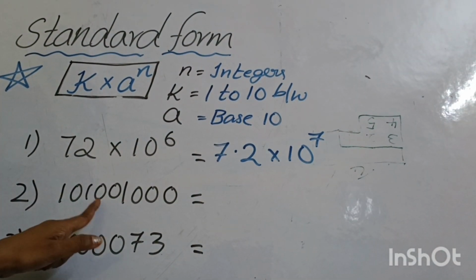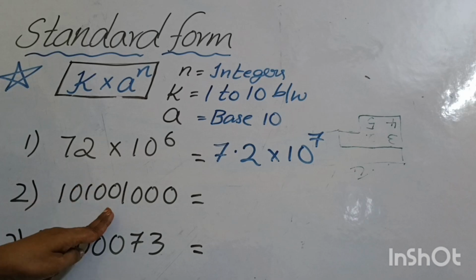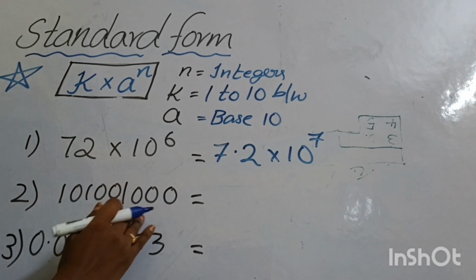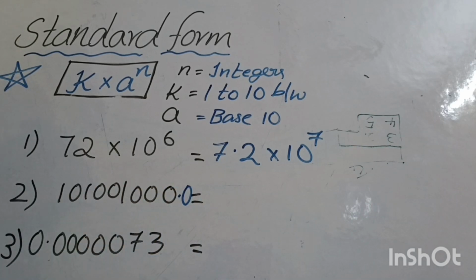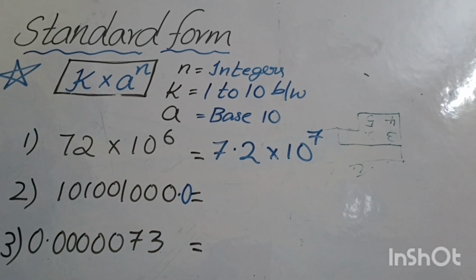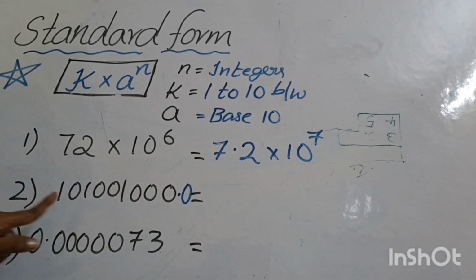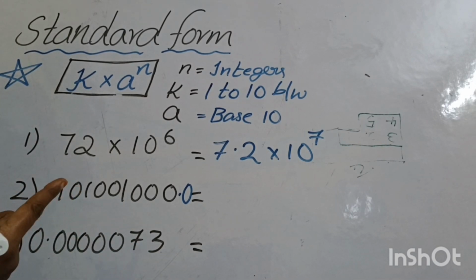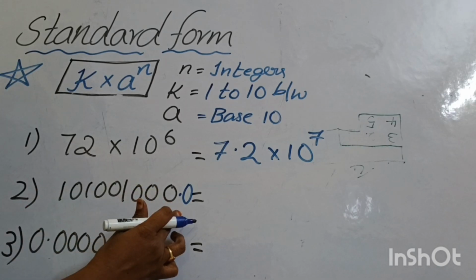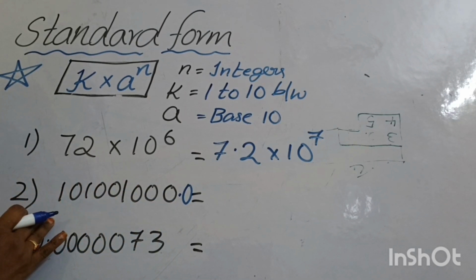See, is it a decimal number? No, a normal number, right? So if it is a normal number, what I told you, just put a dot and write a 0. Make it a decimal. But is it in standard form? No. So what do I have to do? I have to move the decimal point. Which direction do I have to move? From right to left I have to move.